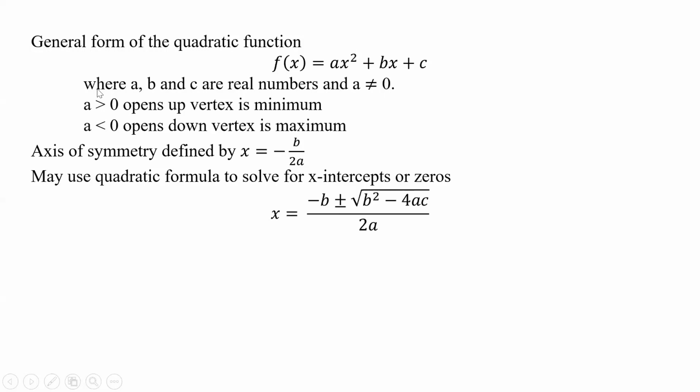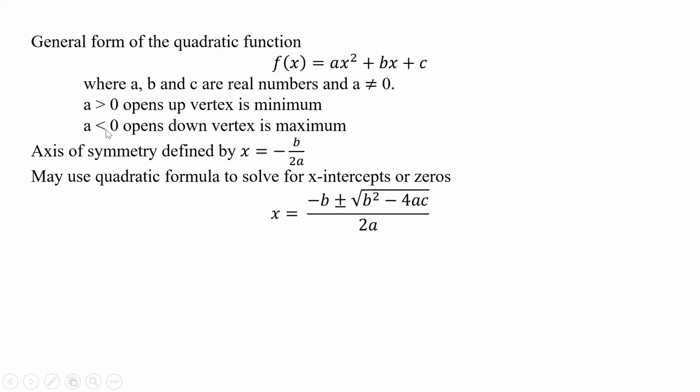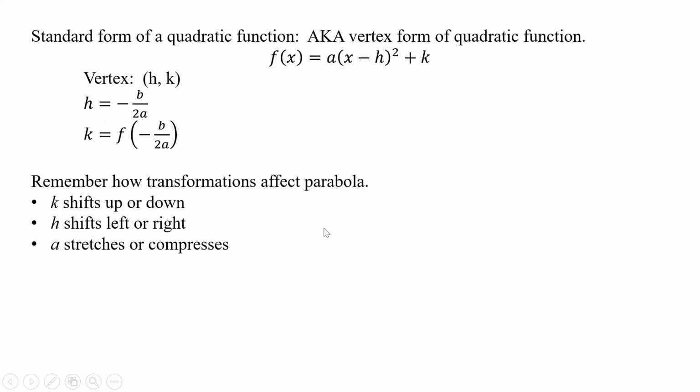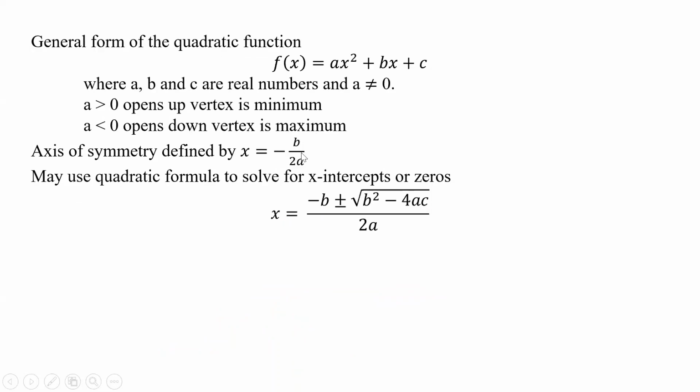Okay. So if a is greater than 0, it's going to open up. The vertex is going to be the minimum. This is opening up, our vertex is down here, so we're going to have a minimum. Now, if a is less than 0, it's going to open down, and our vertex is going to be a maximum. Now, the axis of symmetry is defined by x equals minus b over 2a. The x value of this point is minus b over 2a. We just plug in b and a, solve that, and that's going to be our axis of symmetry line.